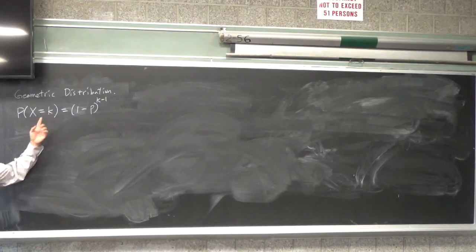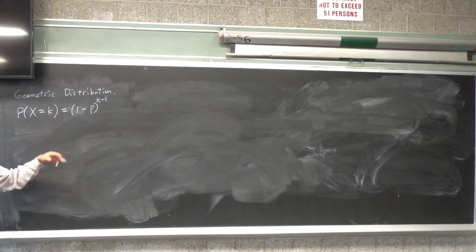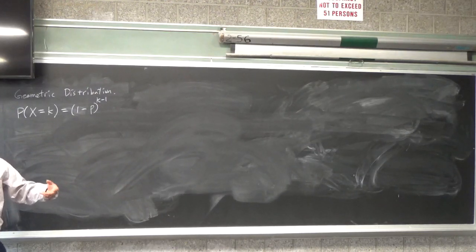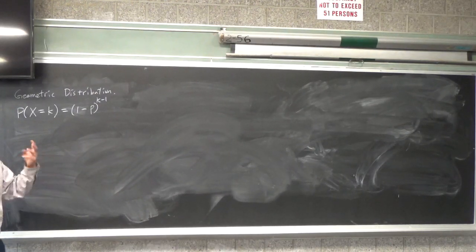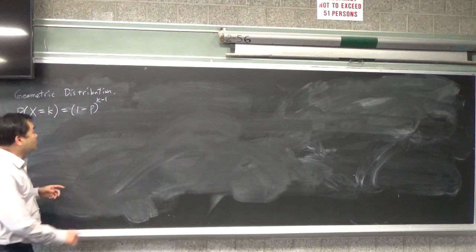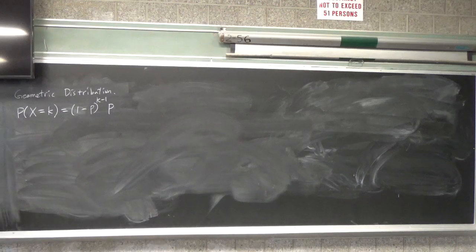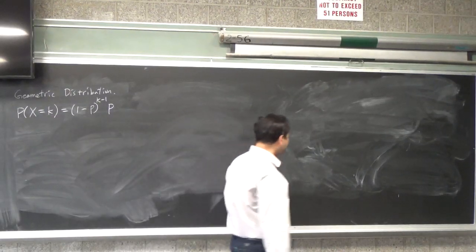So if this k is 3, that means you've done a Bernoulli trial and the first 2 were unsuccessful and then the third one was successful. So the last one was successful. That was the formula I presented for the geometric distribution.